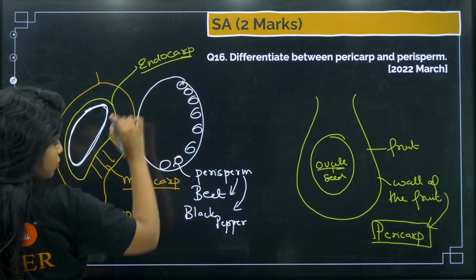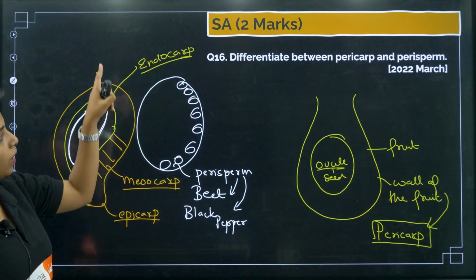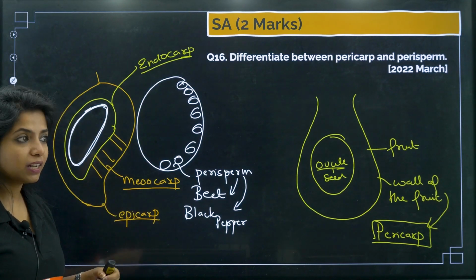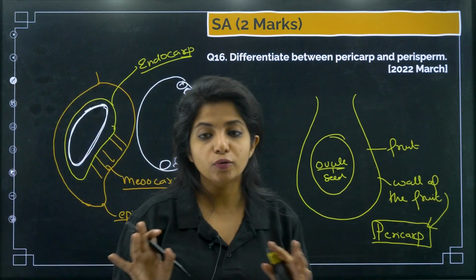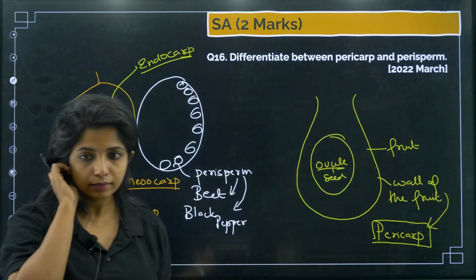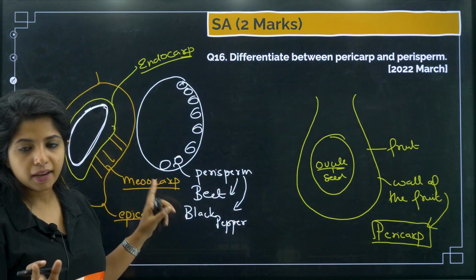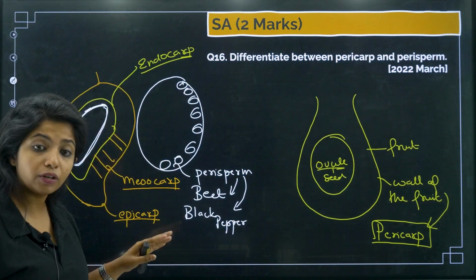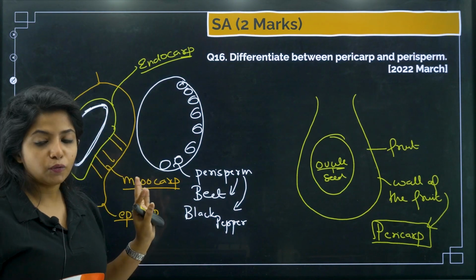Endocarp. So pericarp can be divided into epicarp, mesocarp and endocarp in certain plants, for example, mango. In other plants, for example, groundnut, you won't be able to find it like this. There you do not have a fleshy mesocarp. So some plants have fleshy parts, and there you can find these three different layers as separate things. In other plants you won't be able to find it.